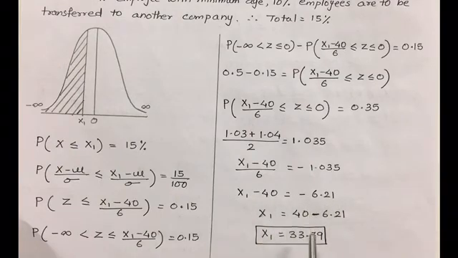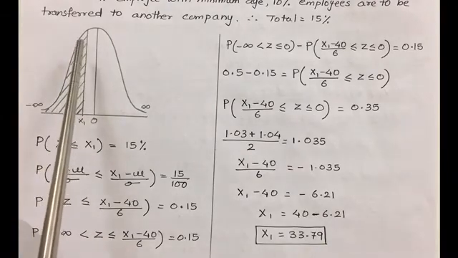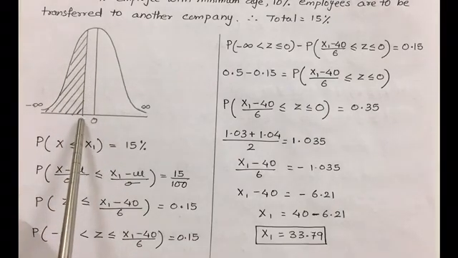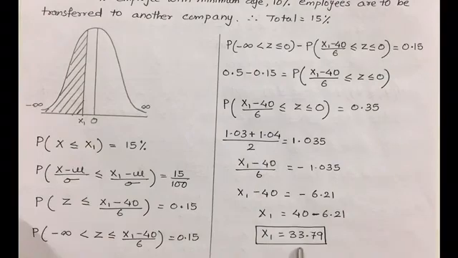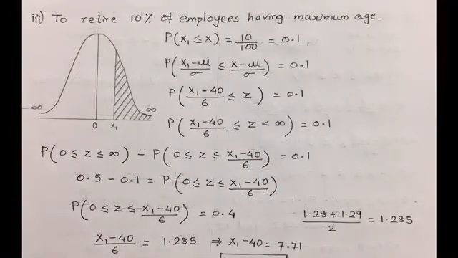Shifting 40 to the other side, 40 minus 6.21 gives the value of x1 as 33.79. So the value of x1 we got is 33.79. That is the age of the employees, the 15% employees, or the age of employees which are being transferred to another company. Question number 2's third part is to retire 10% of employees having maximum age.